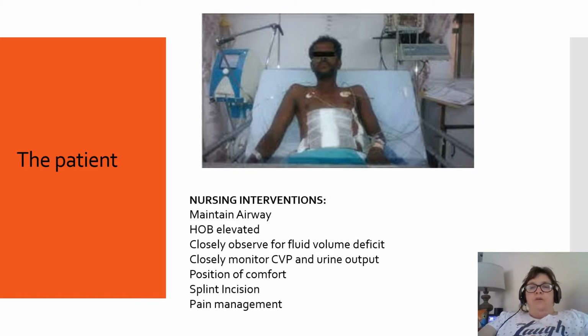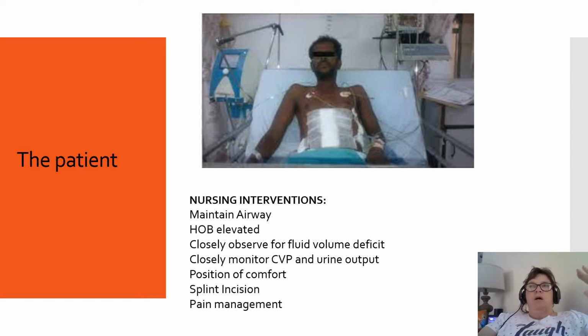So this is a rough idea of what your patient will look like. If it was a radiology patient, if it was a radiological repair, sorry, they wouldn't have a big abdominal dressing. We want to maintain their airway. We want to make sure their head of the bed is elevated. Closely observe for fluid volume deficit and closely monitor their CVP and their urine output.